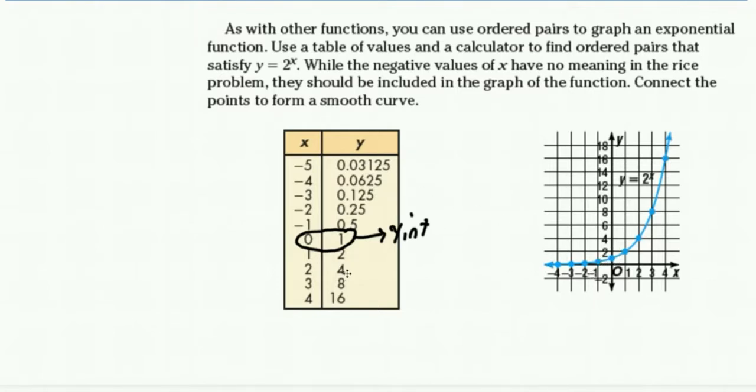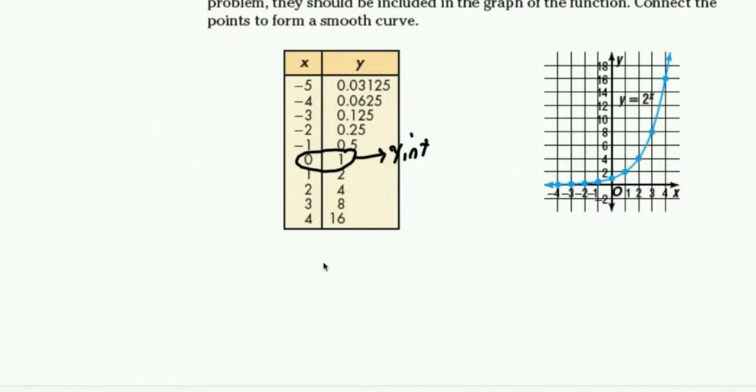Okay, and if you also notice, as you go less than -5, -6, -7, and so on and so forth, your y will become smaller and smaller and smaller, but at the same time, it will never reach 0. Okay? So, let's take a look at this graph.